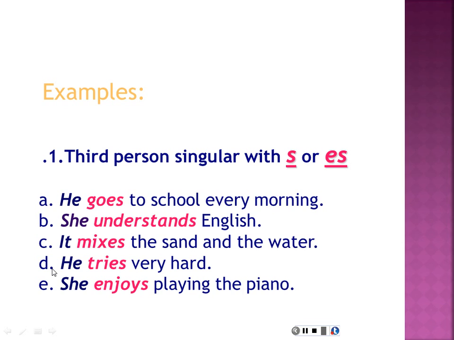Example D, he tries very hard. هو يحاول بجهد أو بجد, very hard. So he tries, the original verb was try with y, but we changed the y into i, then we added es, and we will talk about this rule in the next slide. سنتحدث إن شاء الله عن هذه القاعدة, متى نقلب الواي في نهاية الفعل إلى I ثم نضيف es.